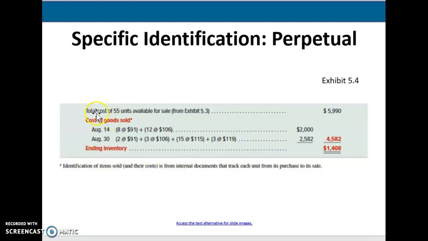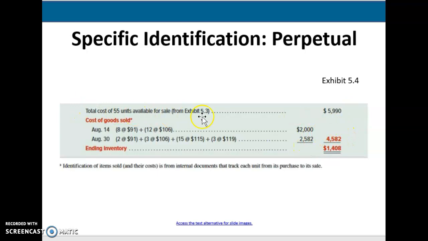So we come up with here's a specific identification method, the perpetual, a total cost of 55 units available for sale, and then our cost of goods sold, we specifically identify the 8 units that were sold at $91 and 12 units that were sold at $106. On August 30th, we had 2 units at 91, plus 3 at 106, plus 15 at 115, and 3 at 119, for a total of 2582.